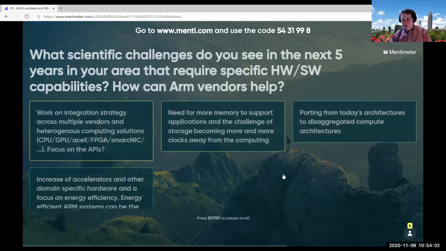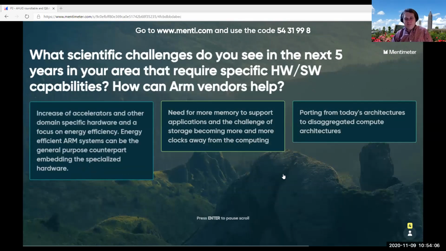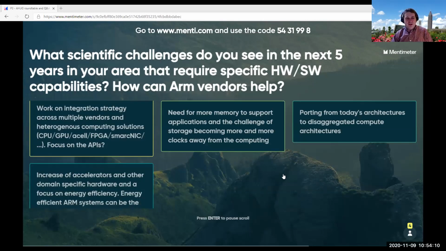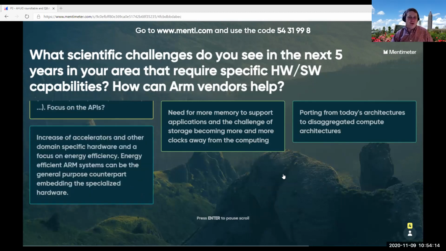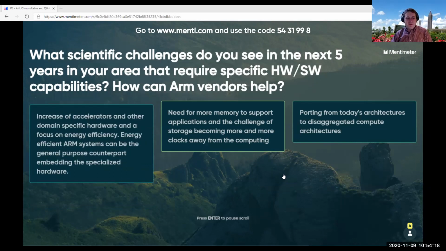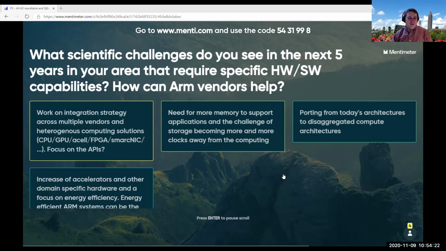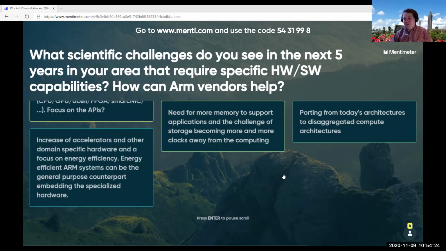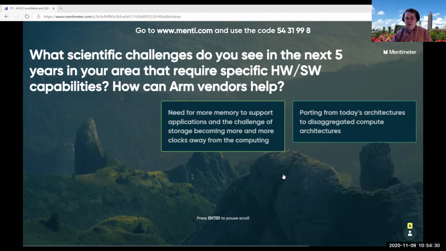Okay, so I think we're getting pretty close to wrapping up. I think we might have one more question after this, but what scientific challenges do you see in the next 5 years in your area that requires specific hardware or software capabilities? You know, we've talked a little bit about this, but if you want to revisit or reemphasize something that you previously have spoken about, specific to your application.